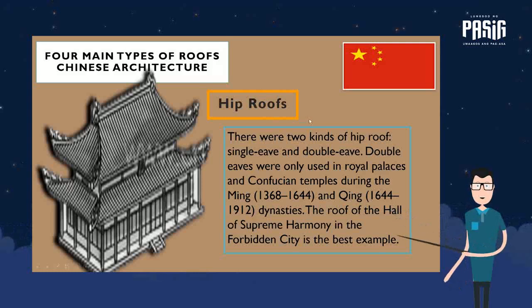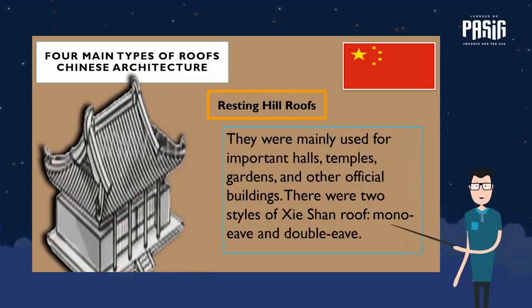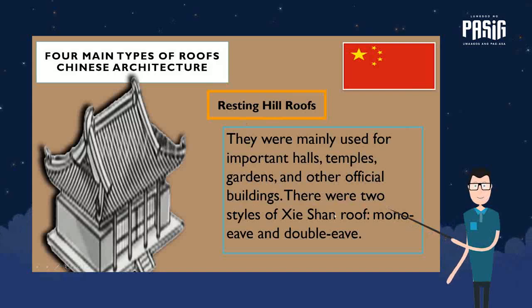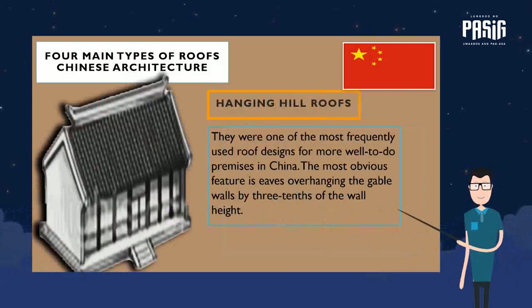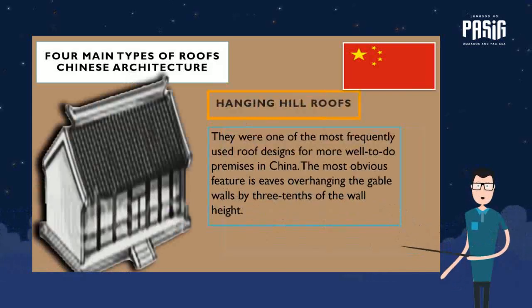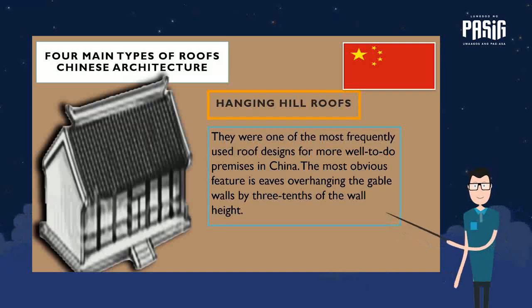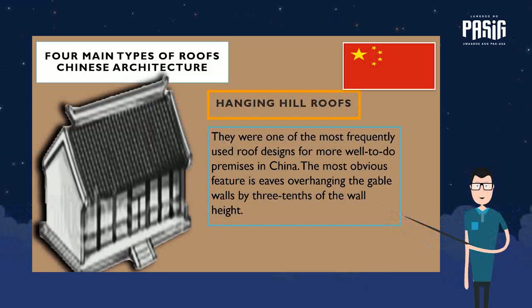That is hip roofs. Let's have rest hill roofs. They were mainly used for important halls, temples, gardens, and other official buildings. There are two styles of Xieshan roof, mono-eave and double-eave. Let's have hanging hill roofs. They were one of the most frequently used roof designs for more well-to-do premises in China. The most obvious feature is eaves overhanging the gable walls by 3/10 of the wall height. That is hanging hill roofs.